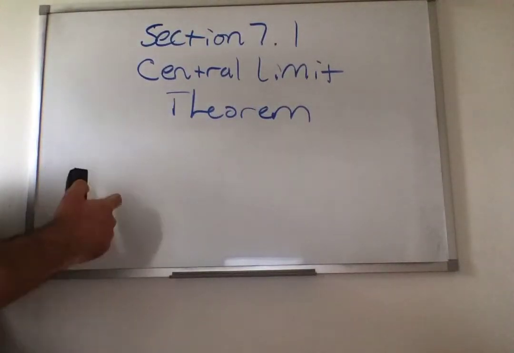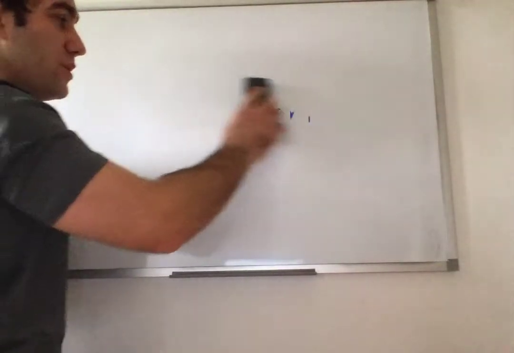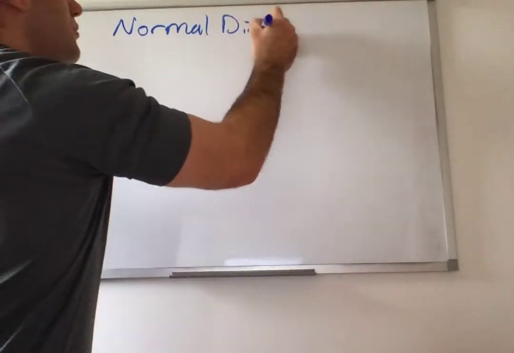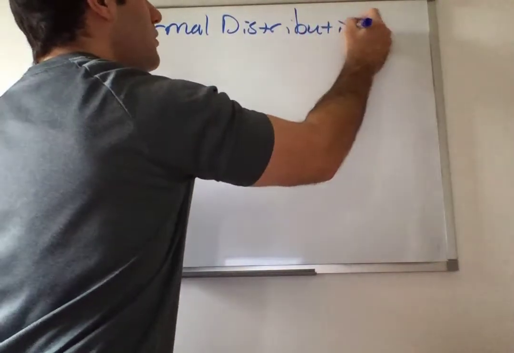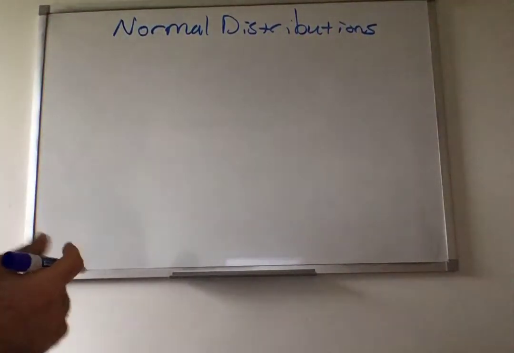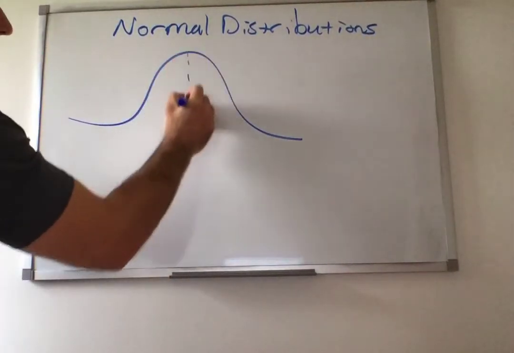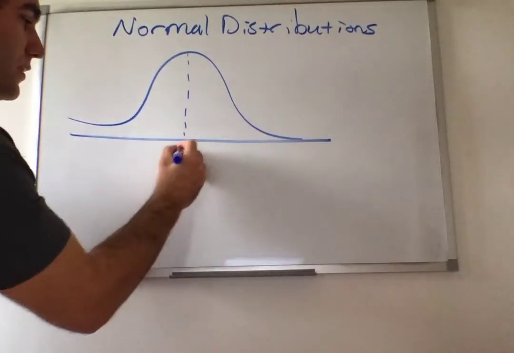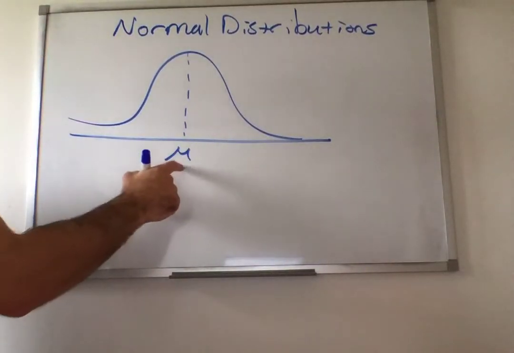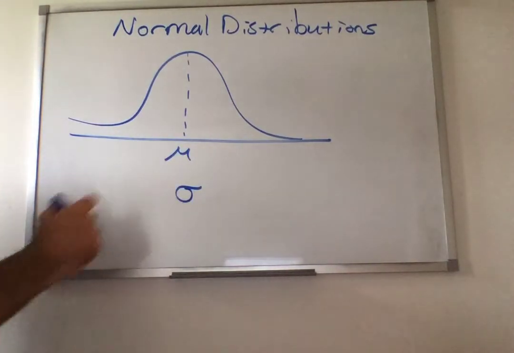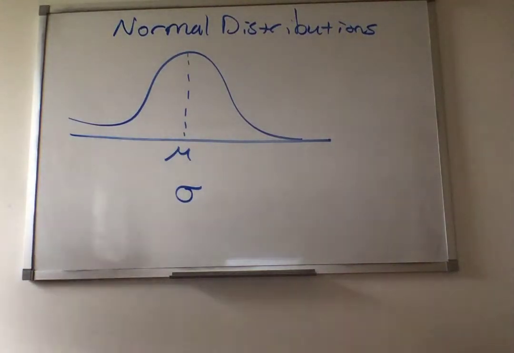Now, before I do that, let's go ahead and remind ourselves what we were doing in chapter 6. We were dealing with normal distributions. So this is just a review. You should have something similar to this in your chapter 6 notes. A normal distribution looks something like that. And if down here is my axis, we have some mu, our population mean, and we have some population standard deviation for these normal distributions.